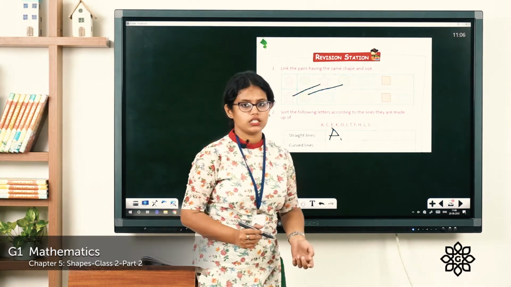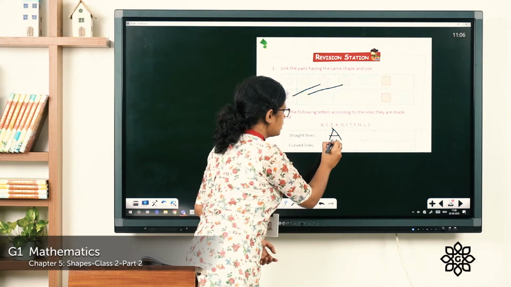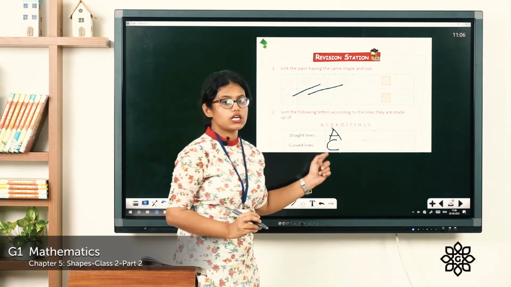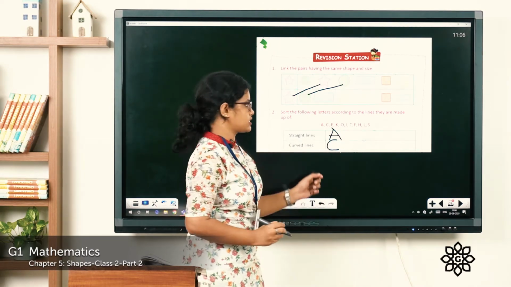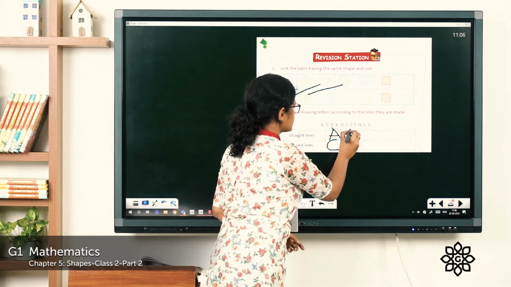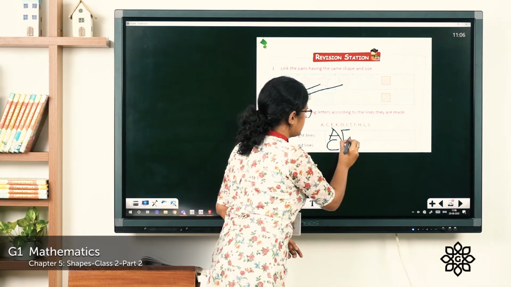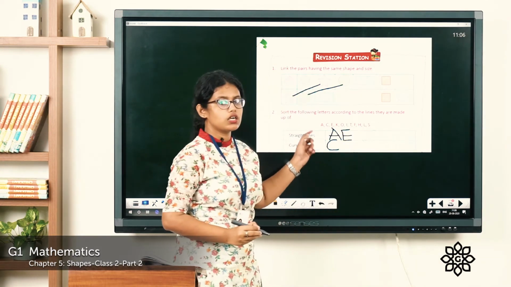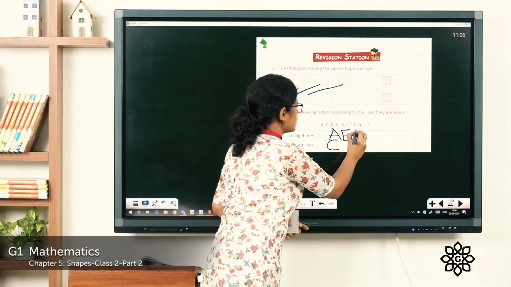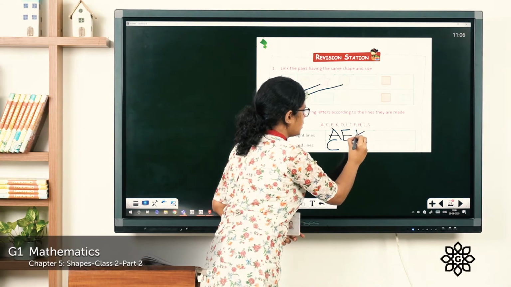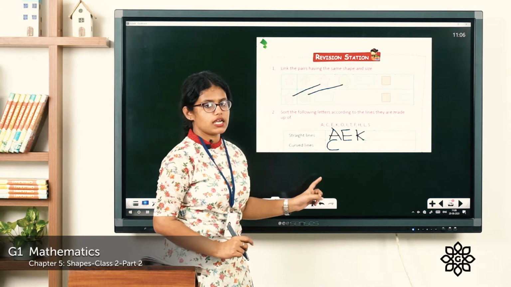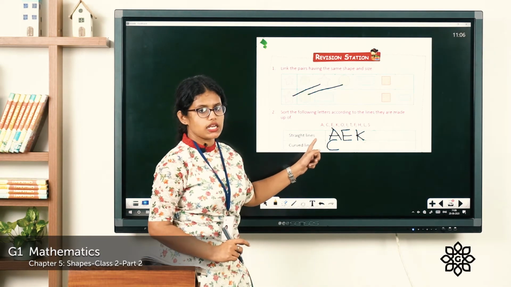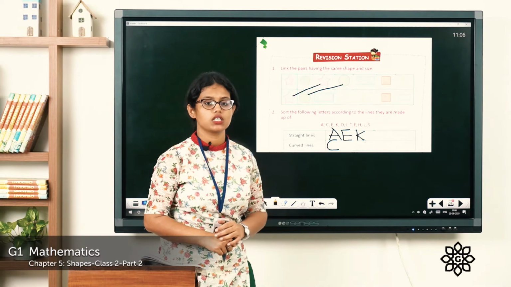What about C? Is that a straight line? No, it is a curved line. So, likewise, you have to sort all these letters. What about E? It is a straight line, right? E. What about K? It is also a straight line. So likewise, you have to sort the letters and write them in the straight lines and write them in the curved lines.